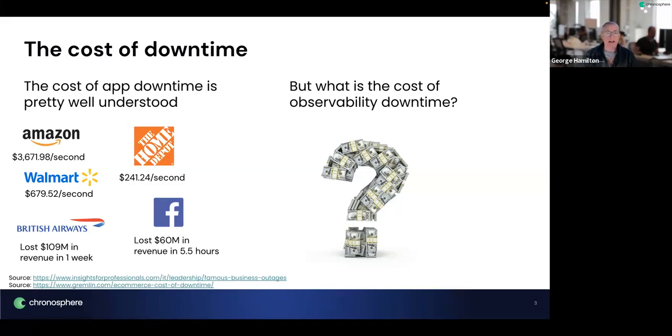So these things we can kind of calculate, but the harder thing is figuring out what's the cost when my apps are still up, but my observability system is down, or I can't extract data from it. Even if it's just a partial outage, not a full outage, what is the cost to my organization when that happens, even though my app may still be up and running?